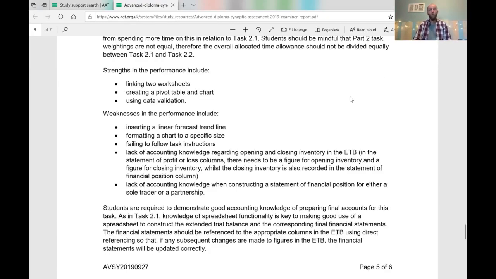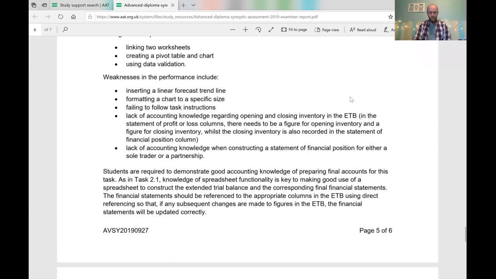So in terms of weaknesses then, you'd expect there are areas of spreadsheets here. And again, these are fantastic because it then says, as part of your revision, you need to make sure you're able to do this and practicing this. The first one is inserting a linear forecast trend line. So when you are doing your charts, make sure you know where to go in the ribbon up at the top, so you know how to add that forecast trend line in. Next is formatting the chart to a specific size. Again, make sure you know how to grow and shrink the chart to make sure it fits where it's supposed to.